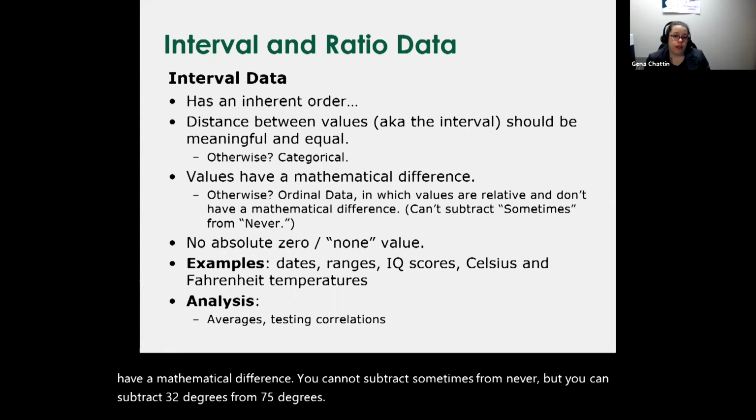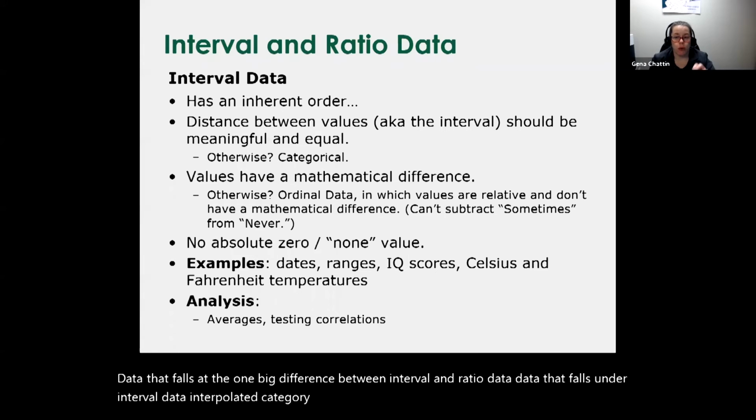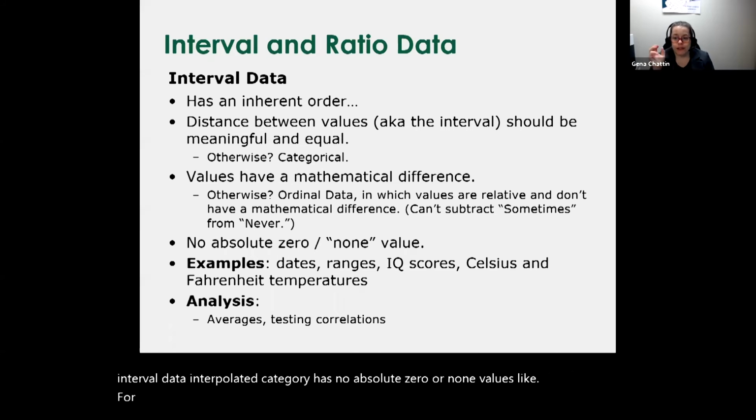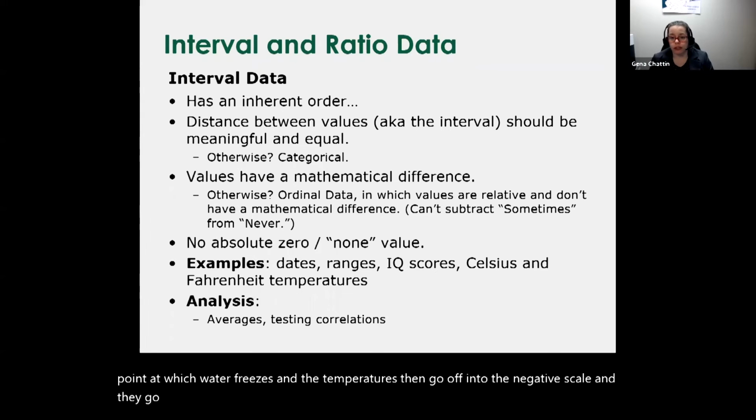The one big difference between interval and ratio data: data that falls under the interval data category has no absolute 0 or none value. For instance, Celsius has a 0-degree measurement, but it is arbitrary. It just means that that is the point at which water freezes. And the temperatures then go off into the negative scale and they go up. They go both directions from there. And also dates don't really have a 0 value. There is no existing day where there is no date.